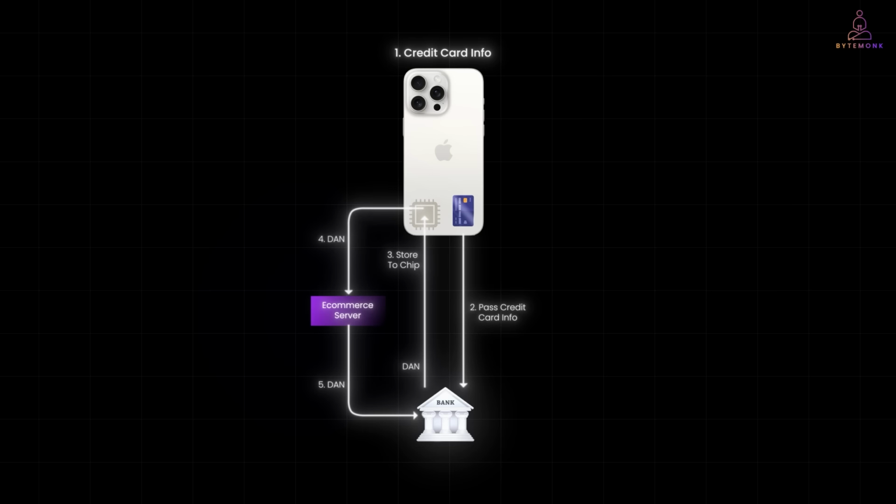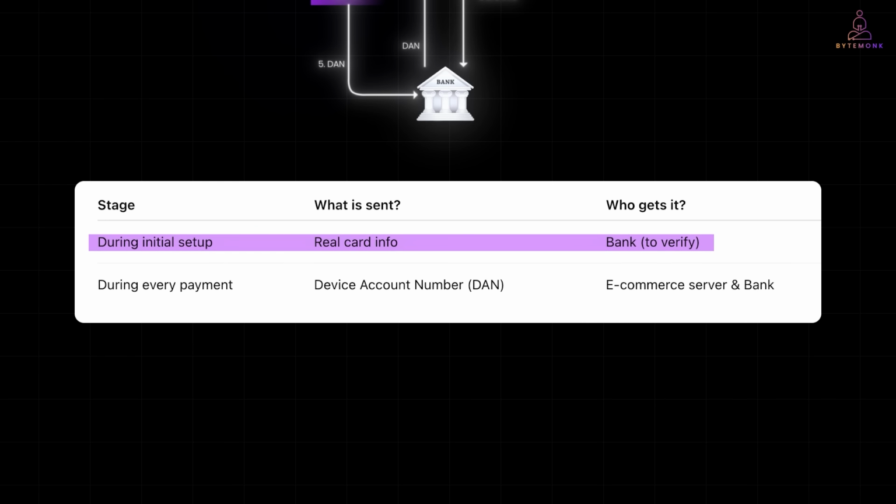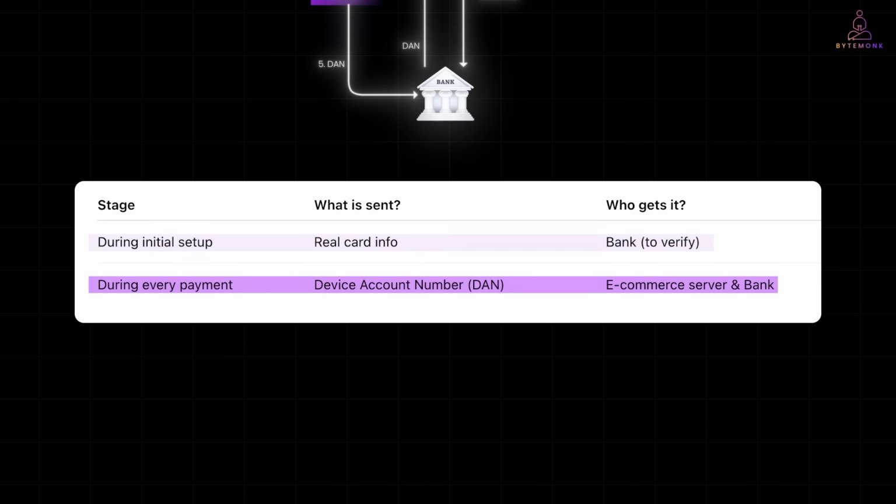Because Apple Pay is designed to work even without the internet, for example, tap to pay offline, the device must have everything needed locally. In short, only once does the real card go to the bank, at setup. After that, payments happen through a secure proxy DAN, not your real card number.